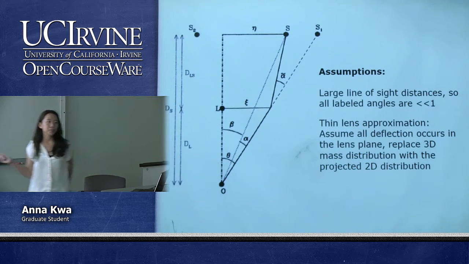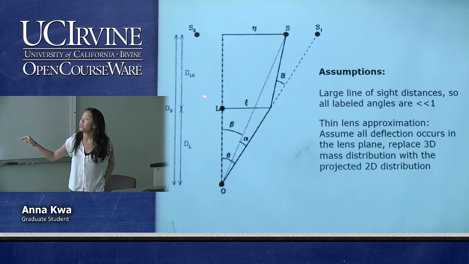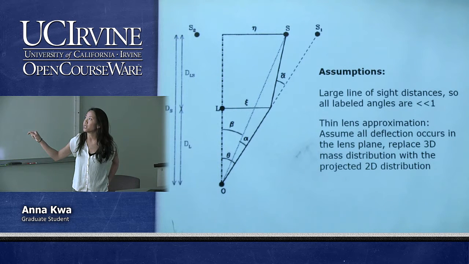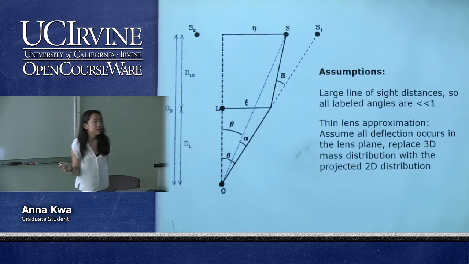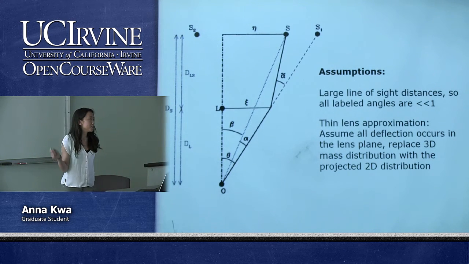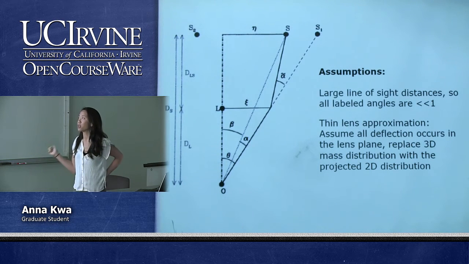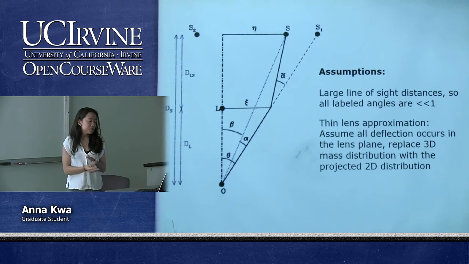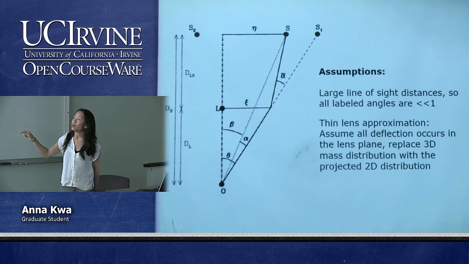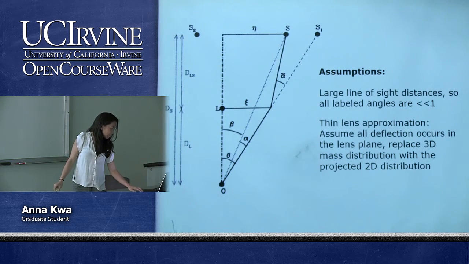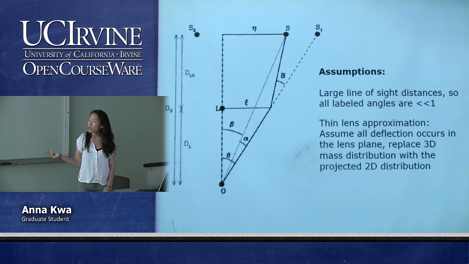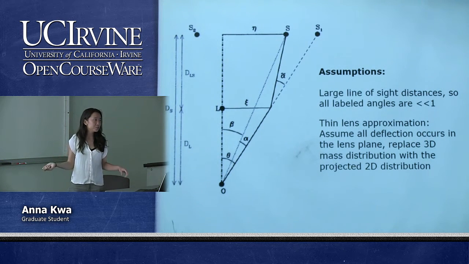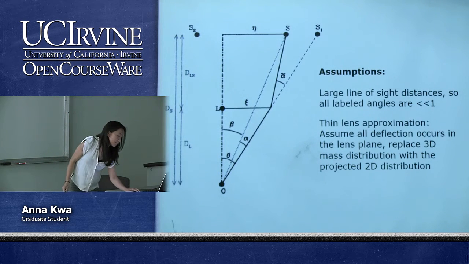This is just the geometry of a simplified lens system that we're going to look at. So this is the observer, O. L is the lens. This S is the source. And then S1 is where you think the source is when you make your observation. The assumptions that we make for the following slides are that these projected distances along our line of sight are very large, so you can make small angle approximations. And also, since these distances are so large, you can also make the thin lens approximation, which is that all of the deflection action occurs in the lens plane. So instead of having a curved path like the previous slide, you're just going to replace that with the two asymptotes. And because we're making the thin lens approximation, we can also generalize a 3D lens mass distribution to a 2D distribution that lies completely in the lens plane.